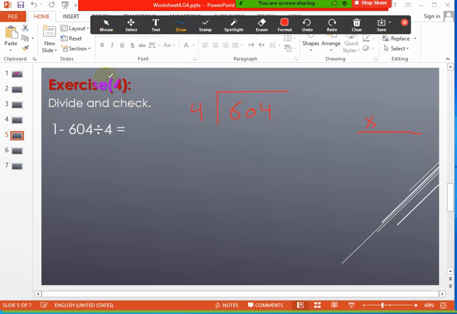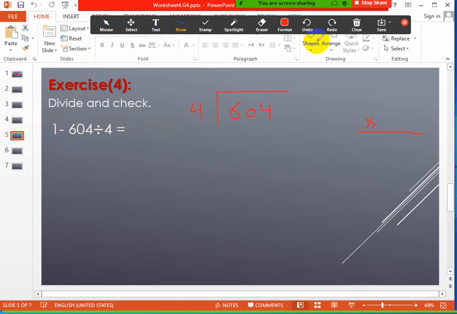Now I want to divide. So this is the exercise. 631 divided by 4. No, the answer is correct. It's 157 with remainder 3. Yes, your answer is correct. There is no wrong, Rimas. Now I want to divide 604 by 4.